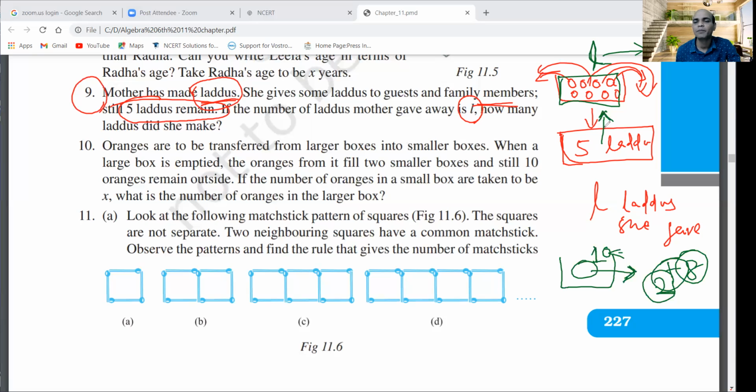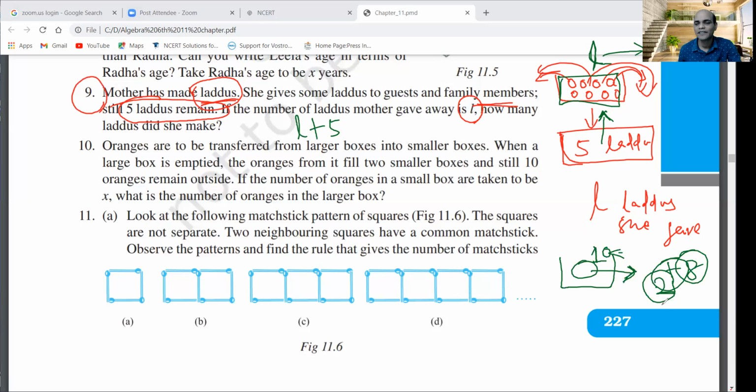5 is there. मतलब 5 बच गया. तो टोटल कितना था? How can you know this? You spent L, still 5 is there. So the total which was in the box में कितना था अभी? Yes. Earlier, Sir, L plus 5.